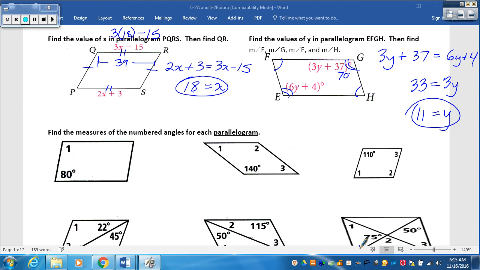If we look at the next angle, it should be 70 as well. 6 times 11 is 66, plus 4, that is 70 also. So we're good there. How would we find angles H and F? Well, remember, if this line is parallel to this one, which it is because it's a parallelogram, this angle here and this angle here have to be supplementary. So 180 minus 70 is 110. And likewise, you can do it with these two lines being parallel, that would make these two supplementary. So again, proving that the opposite angles are congruent.